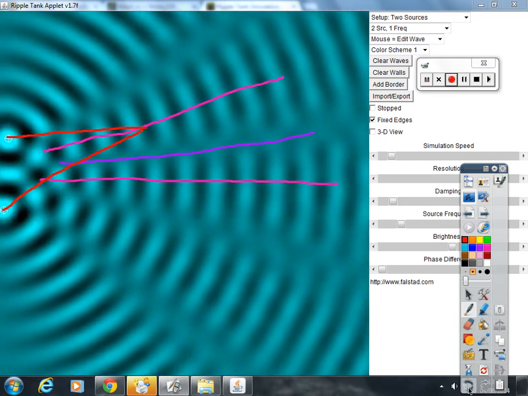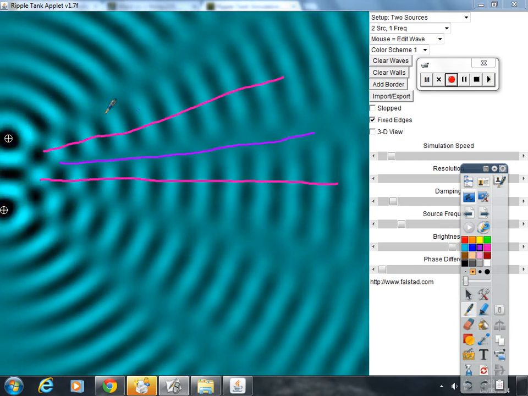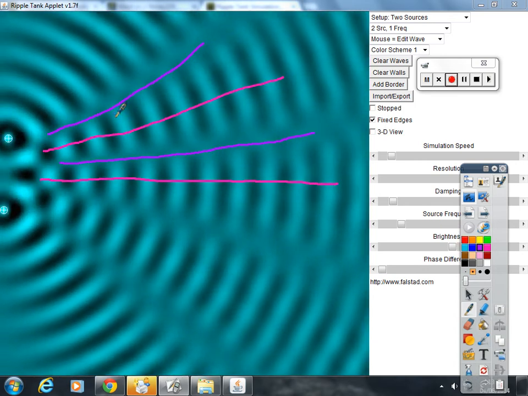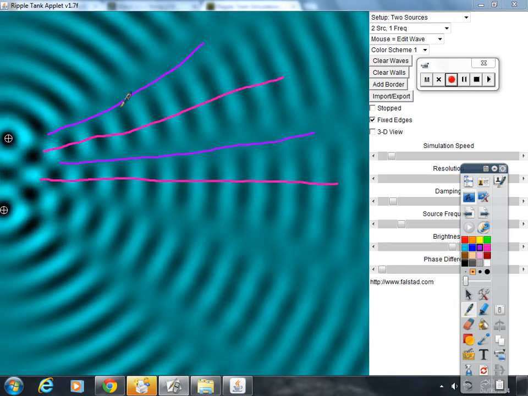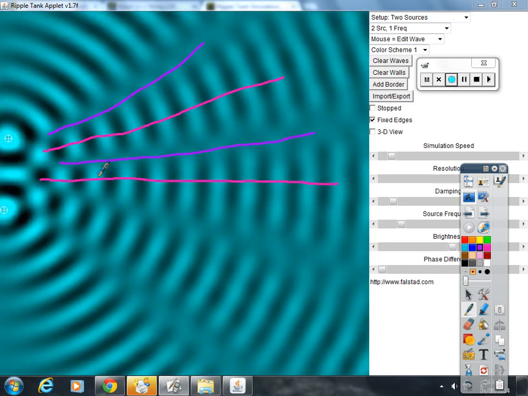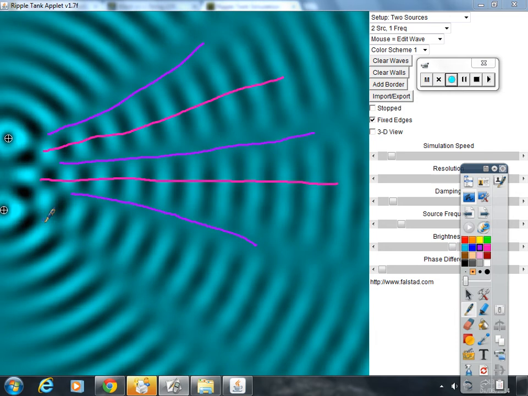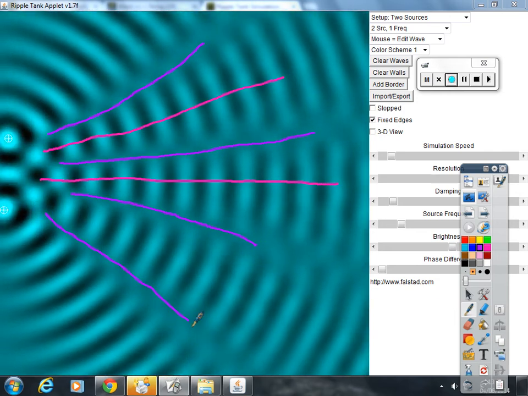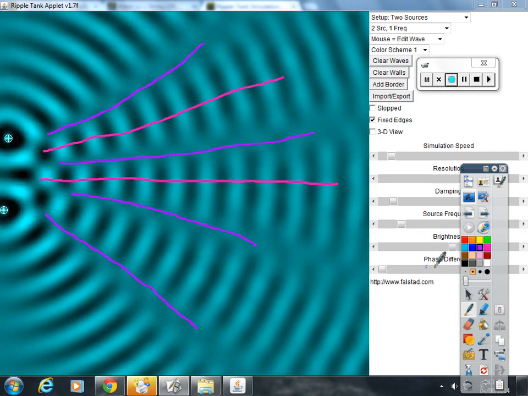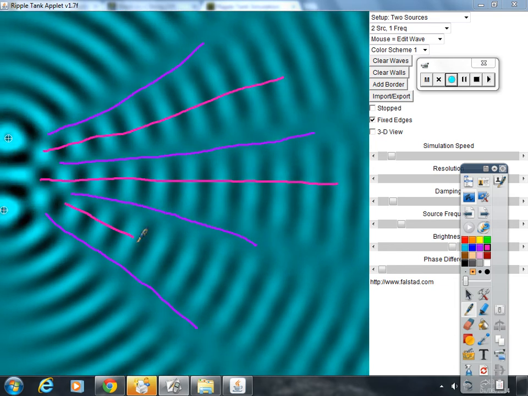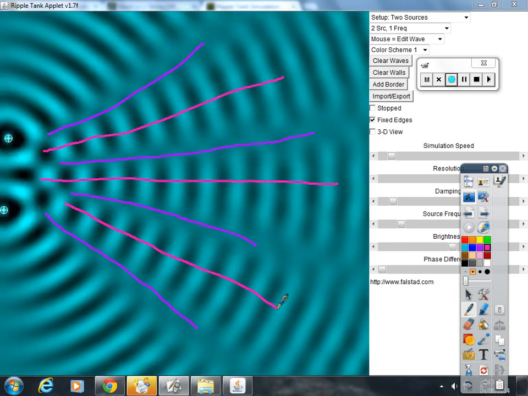I'll just take those two paths off again. Again, if we put the purple on, along here, the path difference must be 1.5 wavelengths, and that's given rise to destructive interference again. Here, the path difference is half a wavelength. Here, the path difference is 1.5 wavelengths. Again, the waves will be out of phase, and we will get destructive interference. Along here, the path difference is 1 wavelength.